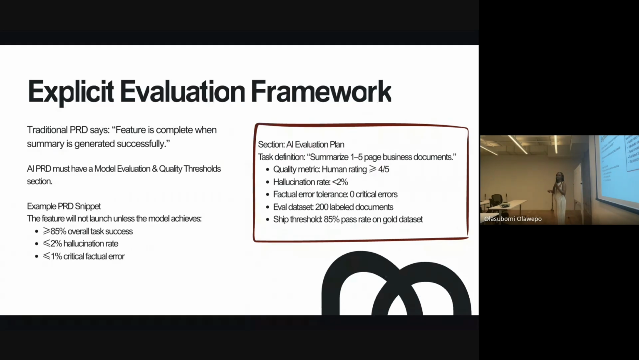Factual error tolerance depends on your industry. Once again, you can set that based on that. About data set, and this kind of speaks to the gold data set. Your gold data set is human verified data, right? It's not just random training and test data that you pull from everywhere. This is like, hey, we want to ensure that this is verified.